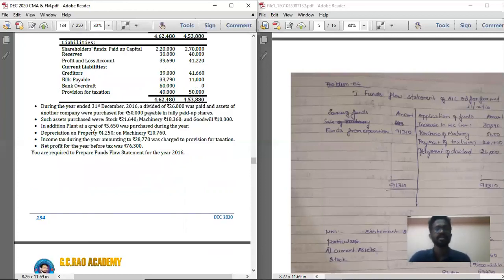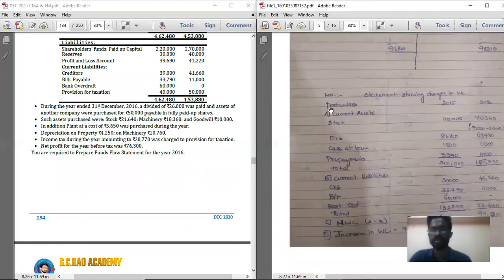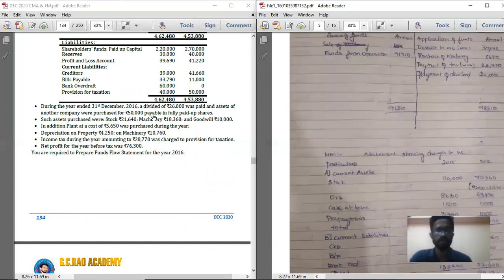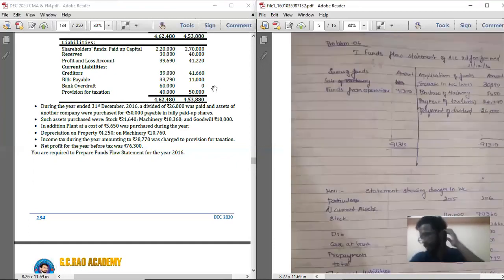Next entry, such assets purchased were stock 21,640, machinery 18,360, goodwill 10,000. So all these three should be taken off from the current assets. Simple. All these three should be removed from the current assets. If they have given stock, this 21,640 should be removed from the stock, and machinery 18,360 should be deducted from the purchase of machinery, and it should be recorded as equity share capital in the machinery account.